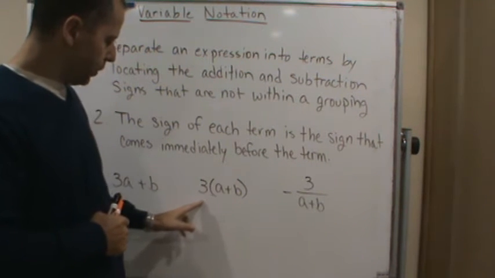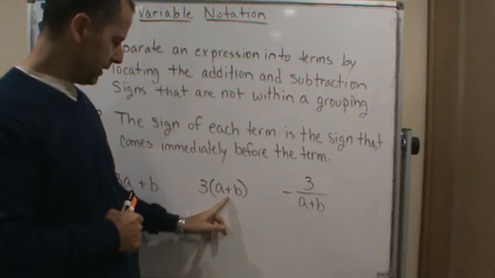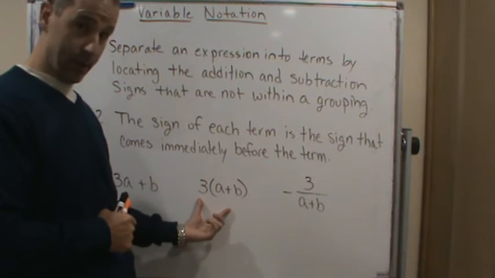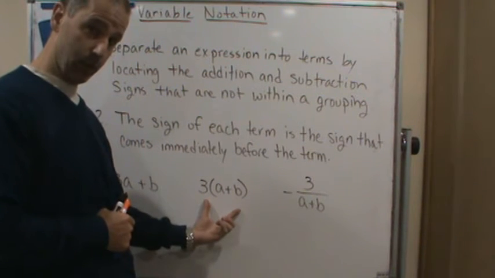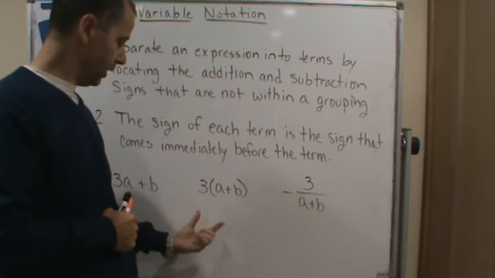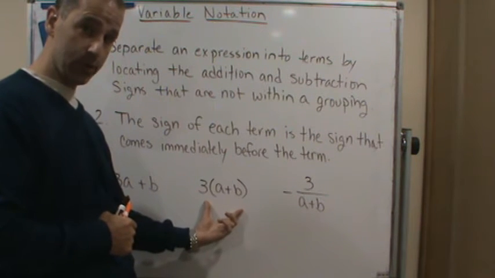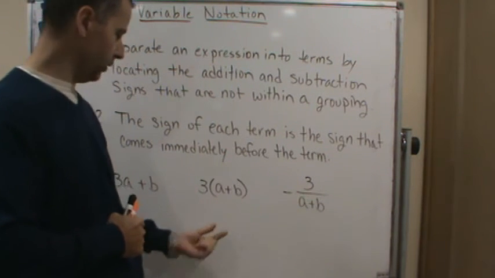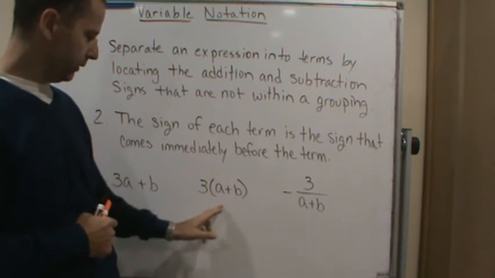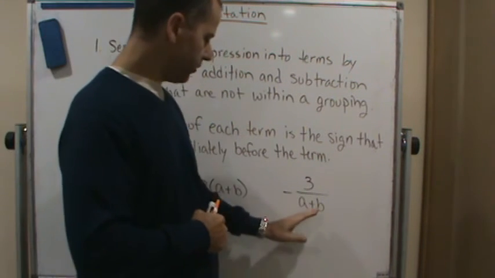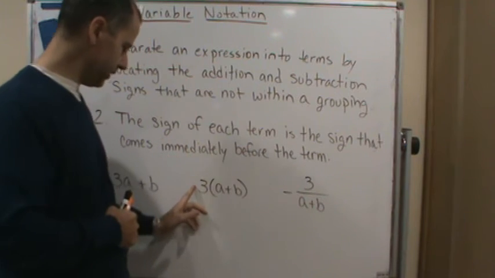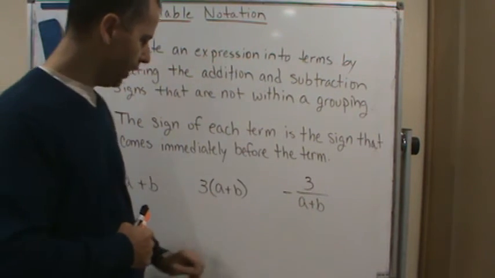Here, this would be one term, even though we have a plus sign, because it's part of a product. This is one product, a product of two quantities. So this would be considered one term, even though there's a plus in here, because of the grouping. And then here, this is also one term. Oh, by the way, this is positive, so this is a positive term.